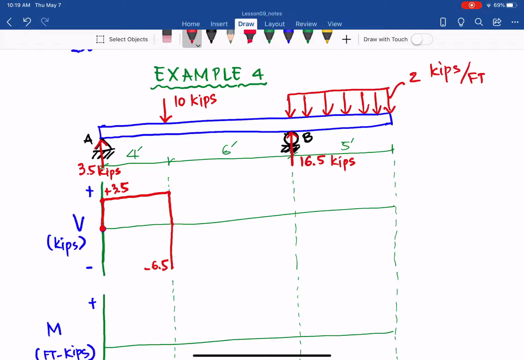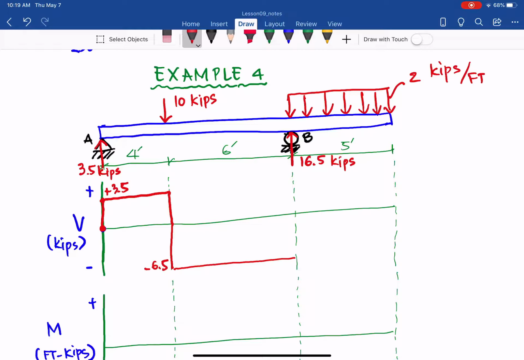From the 10 kips to roller B, nothing. So the shear will be horizontal, slope 0. The slope of the shear equals the magnitude of the distributed load. Between the 10 kips and B, there is no distributed load, so slope equals 0. W equals 0, then the slope of the shear diagram equals 0, horizontal, right?